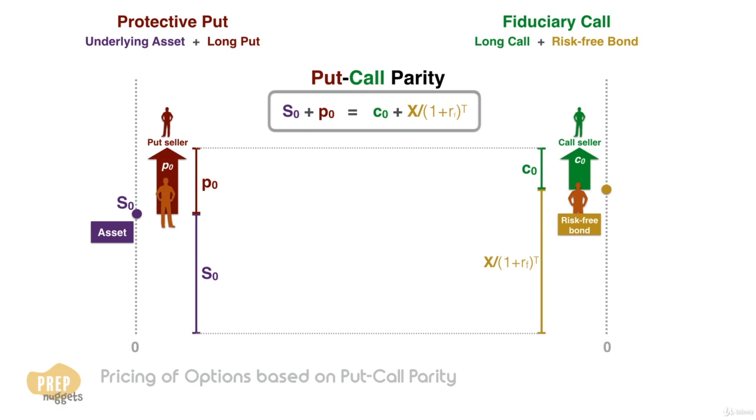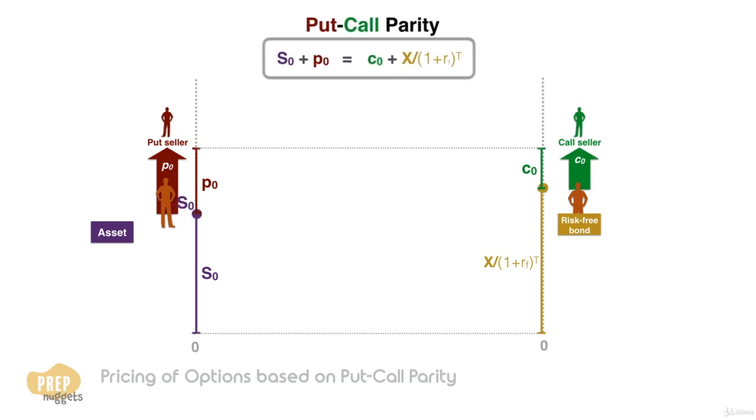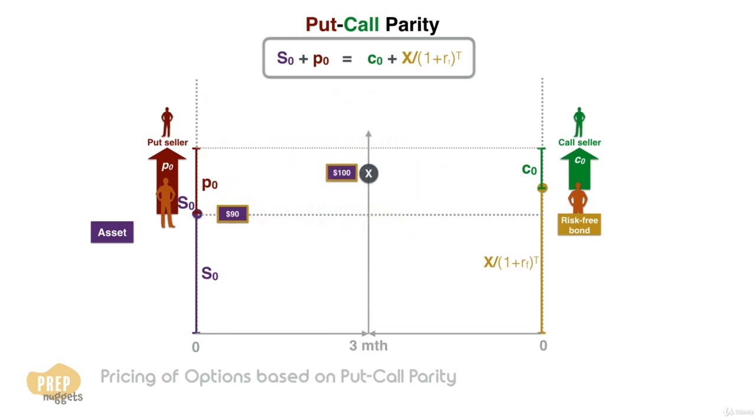So how can the put-call parity be used for pricing options? Let's illustrate with a simple example. At time 0, an underlying asset is traded at $90. Assume that the underlying has a call and a put option with an exercise price of $100. The risk-free rate is 4% and the options expire in 3 months, so T is 1 quarter. Discounting the exercise price by 4% for 1 quarter, we get a present value of $99.02. This is the value of the risk-free bond that the investor has to buy at initiation.